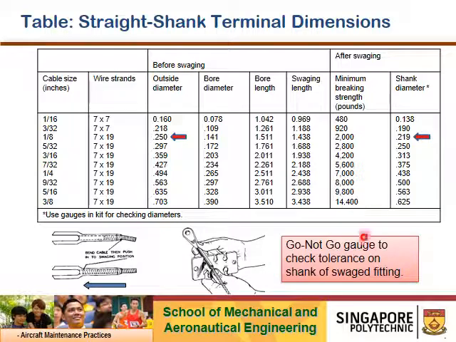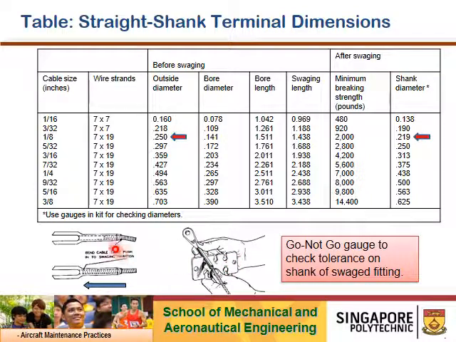So this is the go or no go gauge. Go or no go gauge to check the tolerance. So if let's say it's another cable, your outside diameter before swaging is 0.494, then after you swage, it should be 0.438. So yeah, another go or no go gauge to measure.